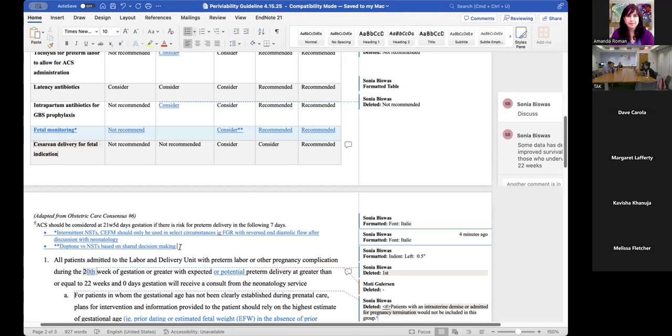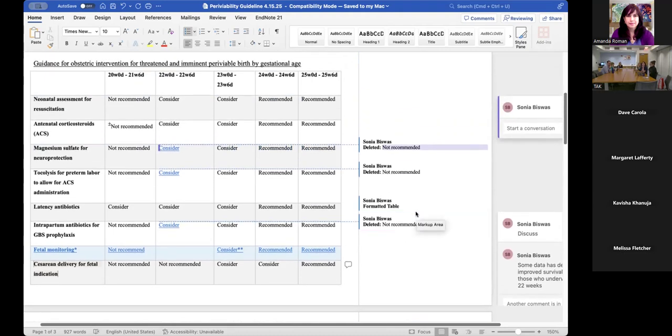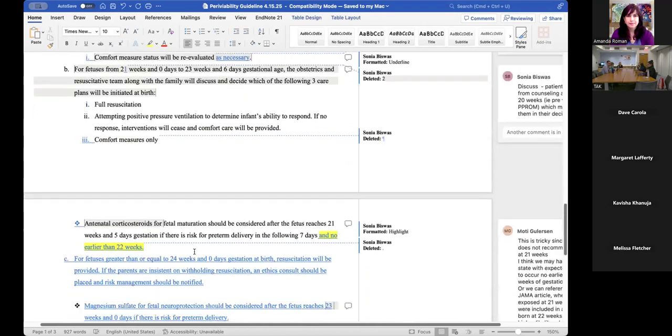I think a corollary to what we've been saying here. So if you go, so this is the 22 week. Yes, yep, that one's the 22 week. So then here, maybe we would say Doptones only. Is that what you had in your text?